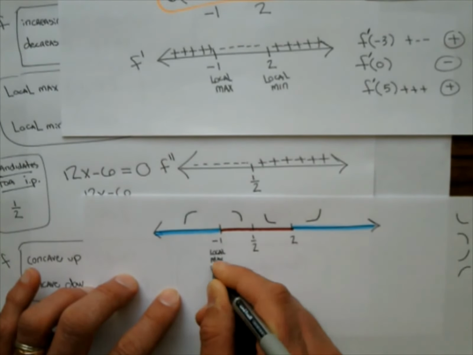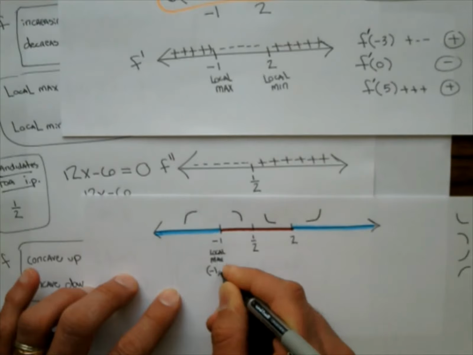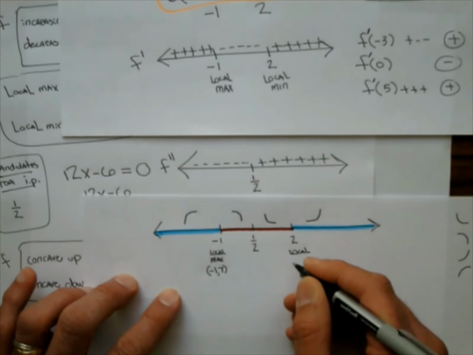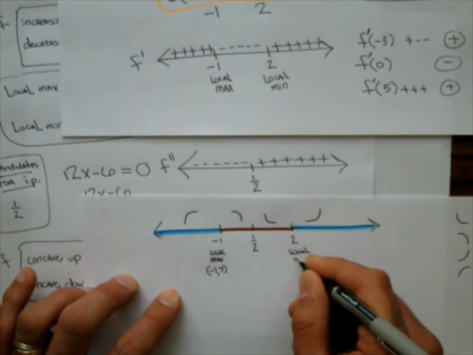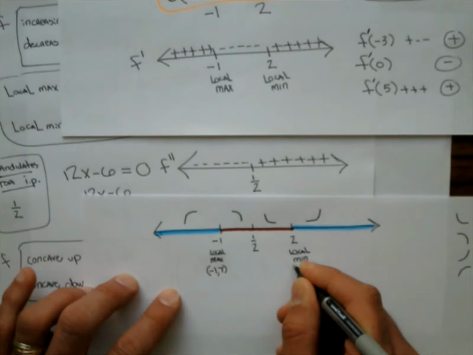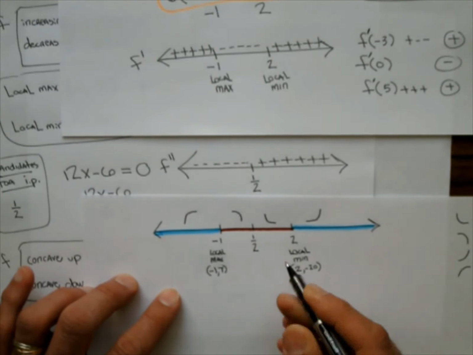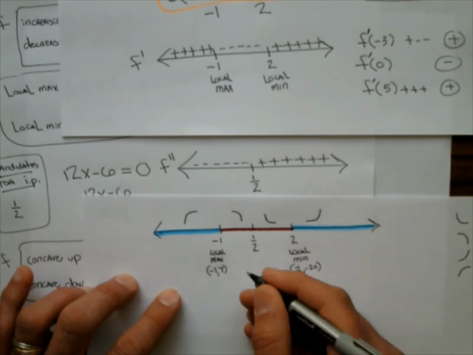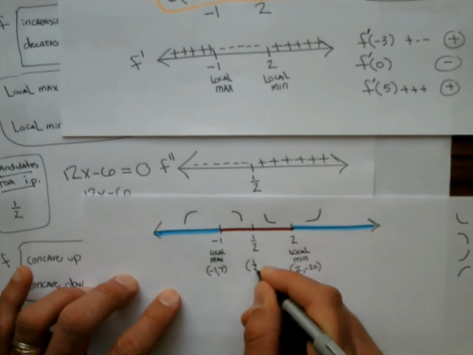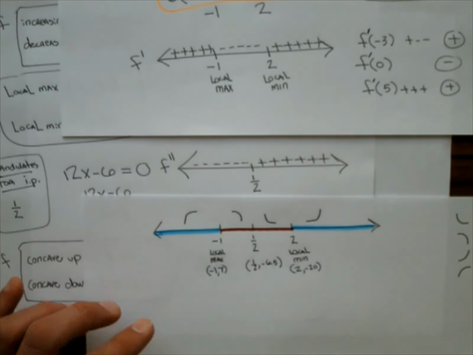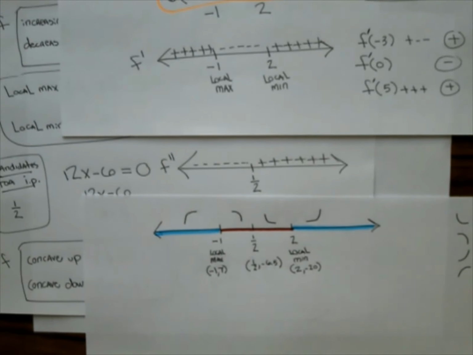We also know that this guy right here is a local max, and it is at -1, 7. And we know that this one is a local min. So I'm summarizing everything that I found. Local min at 2, -20. And the inflection point is at 1/2, -6.5. Of course, I have intercepts and all that other stuff. So let's go ahead and graph this.